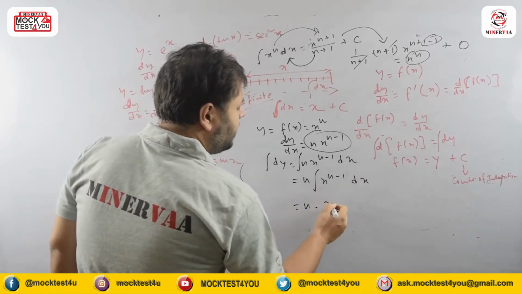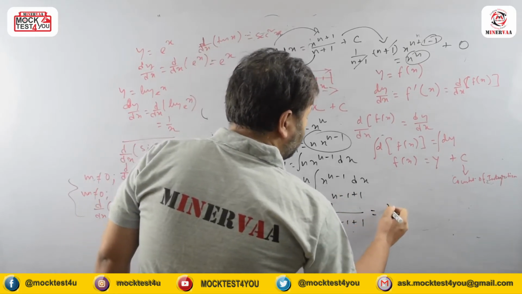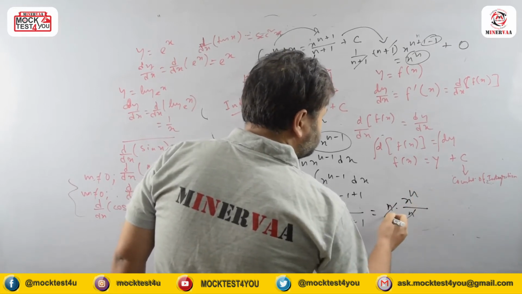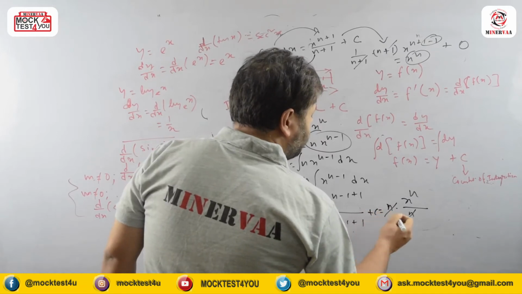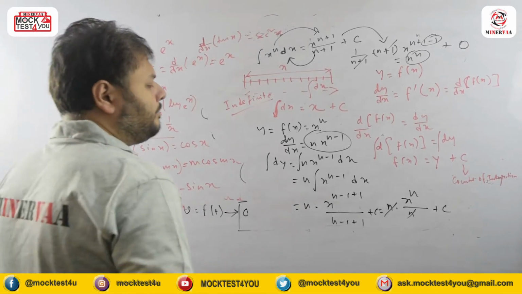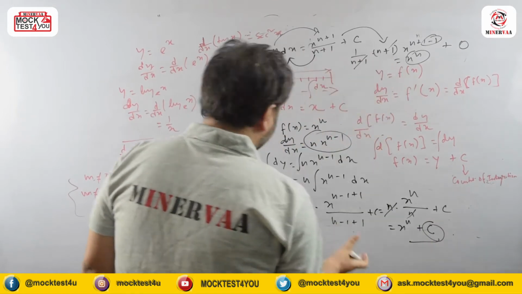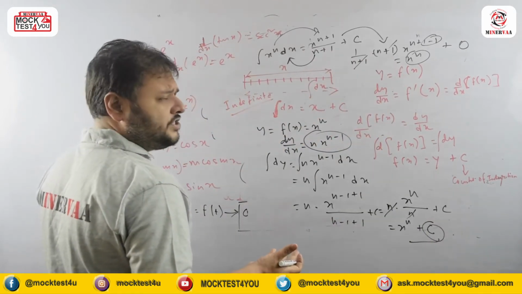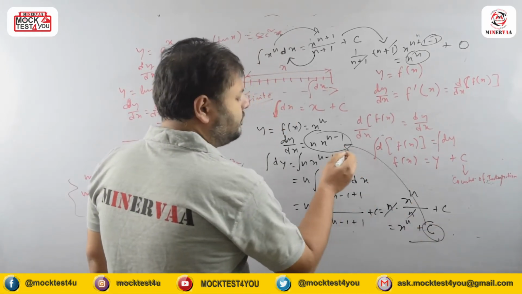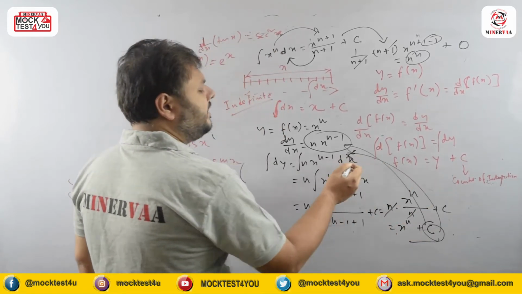So n is taken out, x to the power n minus 1 plus 1 by n minus 1 plus 1. So ultimately n into x to the power n by n. So n goes out, and I know that by the process of indefinite integration, you have to give this c. So ultimately it is x to the power n plus c, because, as I told, integration is the reverse process of differentiation. If there was c, still if you differentiate this one, you will get back to this, because c's differentiation will be 0. And if c is not there, still the differentiation will give you the same result.